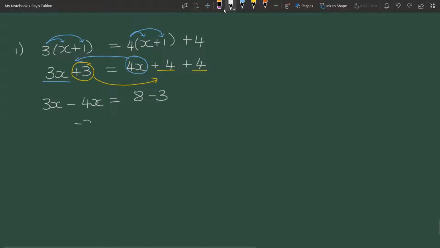3x minus 4x is minus x, 8 minus 3 is 5. We would like to get a positive coefficient on x, so what we're going to do is divide both sides by -1. What that does is then we get a positive x and a negative 5.